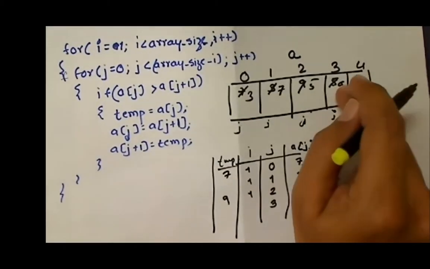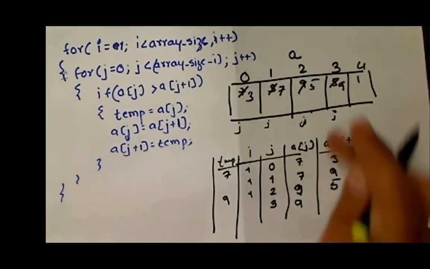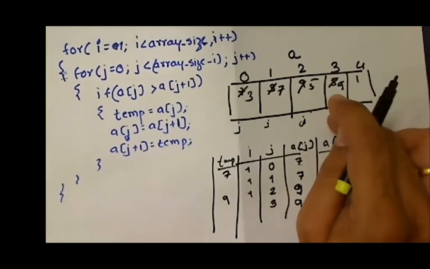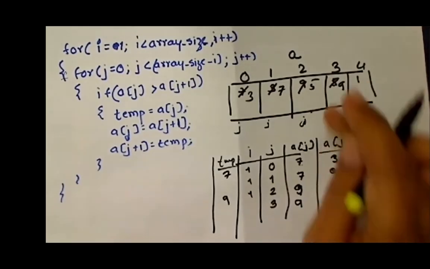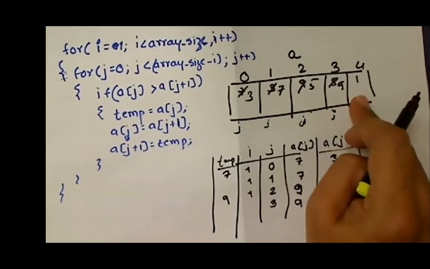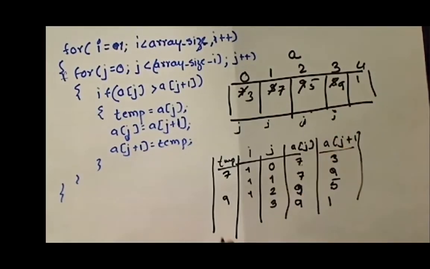So j's value is 3. In a of 3, the value we have is 9, and a of j plus 1 will be 1. Then again we check, is 9, a of j, greater than a of j plus 1? Yes. So we need to swap. To swap, what do we do? We store 9 into the temporary variable.